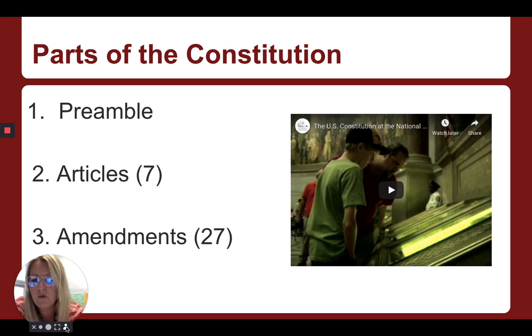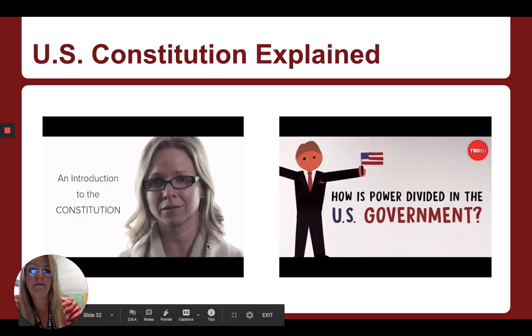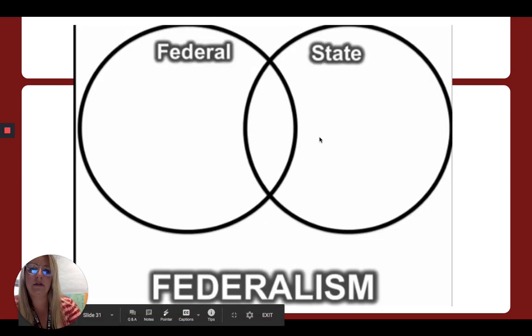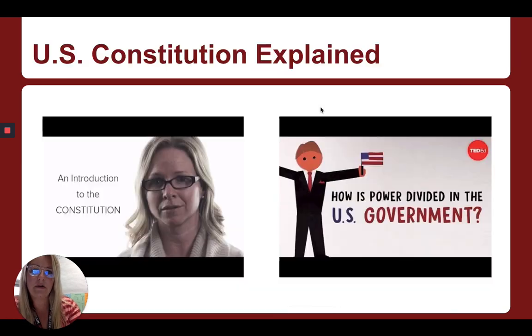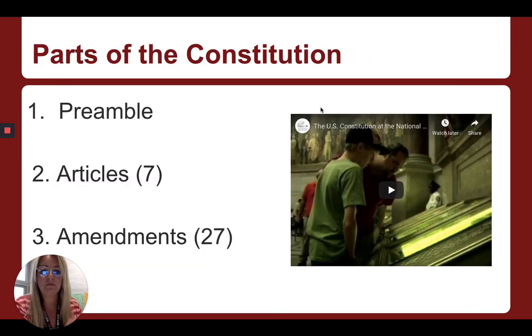But Article 1 will be the legislative branch. Article 2 will be the executive branch. And Article 3 is going to be that judicial branch. Then 4, 5, 6, 7 are going to break into how those 3 branches work with the states. It's going to lay out that overlap, that relationship, if we go back to our Venn diagram. How does this overlap work? How do they work together? Who's in charge of what?